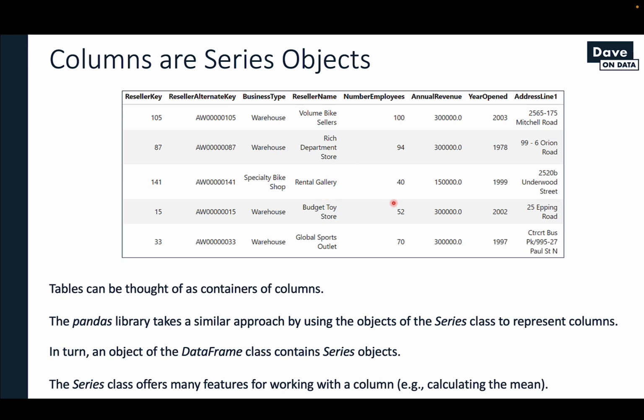So this is another one of the tables of data from the AdventureWorks DW database. This one is actually the resellers. Each row in this particular table represents like a bike shop that sells AdventureWorks products on their behalf.